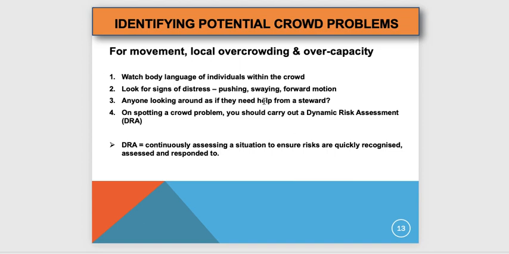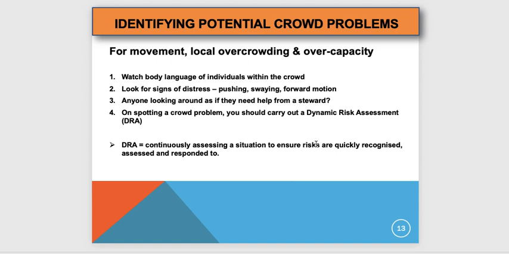You'll find people will be like meerkats. They'll be looking around going, oh, I don't like it, I don't like it. They're the individuals you need to be looking out for, okay? That's why it's important that you monitor your crowd. On spotting a crowd problem, you should carry out a dynamic risk assessment. What's a dynamic risk assessment? Well, there's the bottom there. It says continuously assessing a situation to ensure risks are quickly recognised, assessed and responded to.